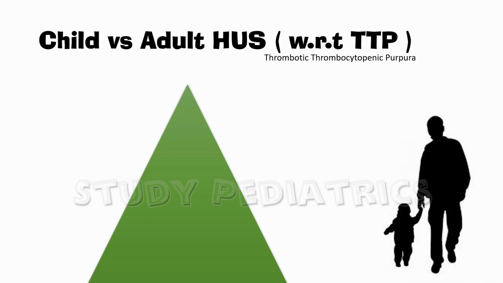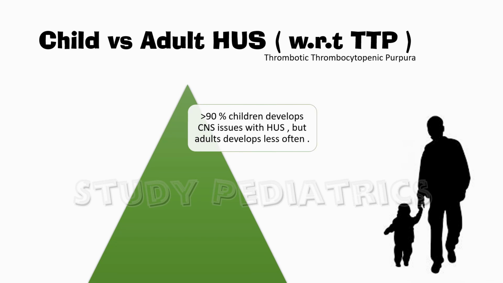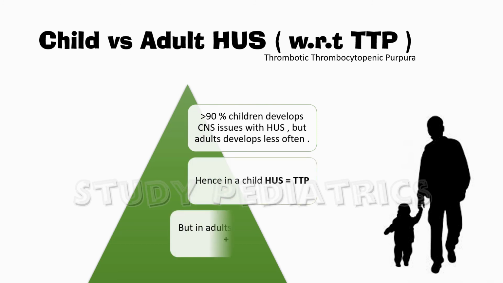Child HUS versus adult HUS, with respect to TTP, let's see it. More than 90% of children develop CNS issues with HUS, but adults develop it less often. Hence, in a child, HUS is equal to TTP only. But in adults, if HUS is given with CNS features with fever, then we call it a TTP.